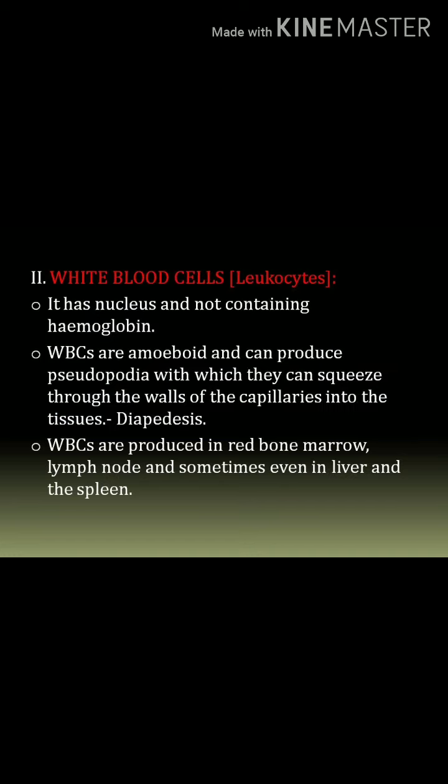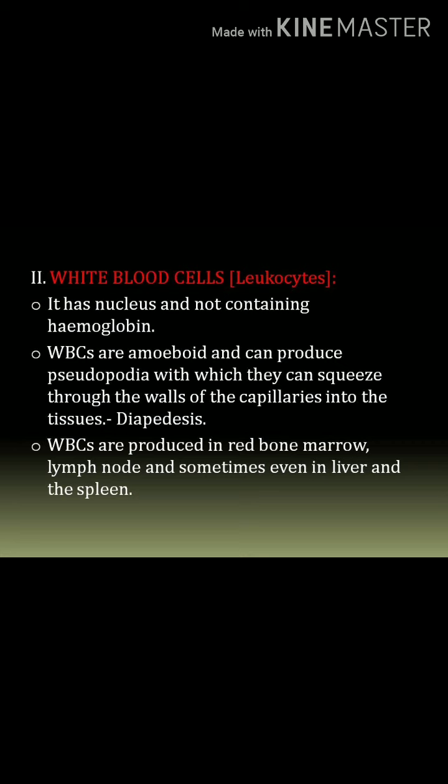WBCs or white blood cells are also called leukocytes. Leuko means white. Leukocytes, because they lack hemoglobin pigment. This white blood cell differs from red blood cells in having a nucleus and not containing hemoglobin. Here in white blood cells it has a nucleus but there is no hemoglobin pigment.